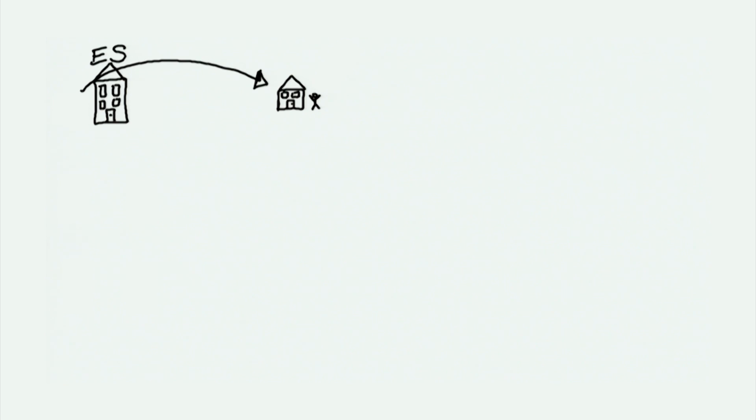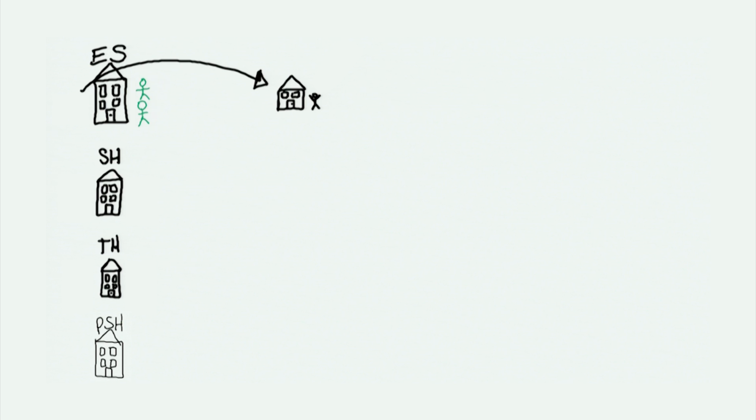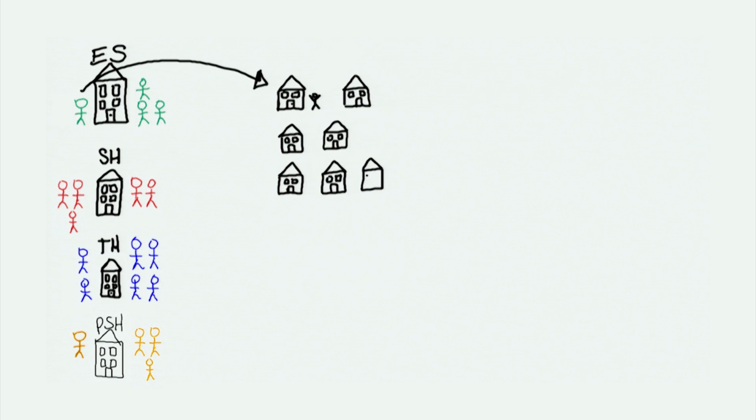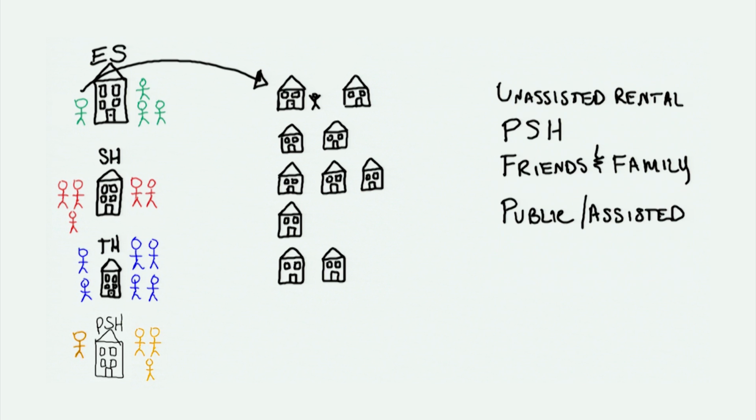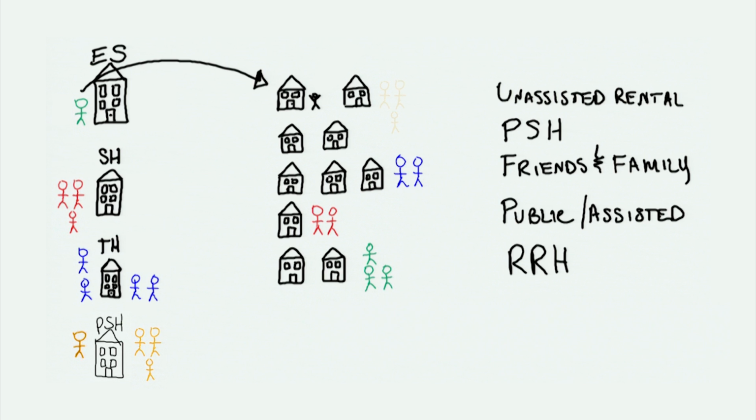Now let's look at more homeless assistance projects. We have an emergency shelter, a safe haven, a transitional housing project, and a permanent supportive housing project. And there are people in all of those projects. All of the time, some of those people are moving to permanent housing destinations. These could be unassisted rental housing, permanent supportive housing, living with friends and family in a stable situation, public or assisted housing, or permanent housing with rapid rehousing assistance. So here we see 10 people who have exited to a permanent housing destination. Now we want to know how many of those 10 who exited returned to homelessness over the next 2 years.